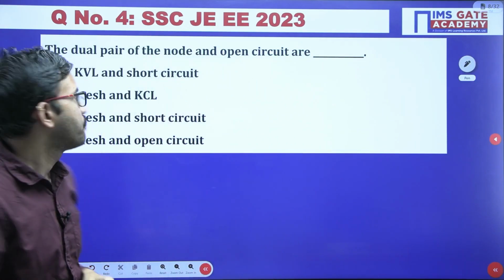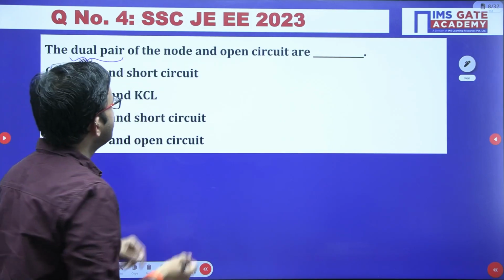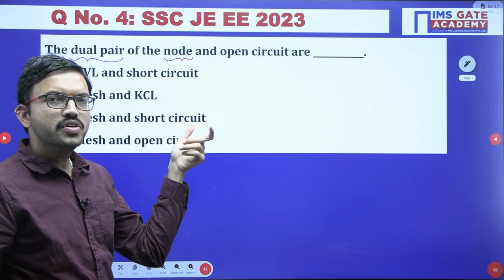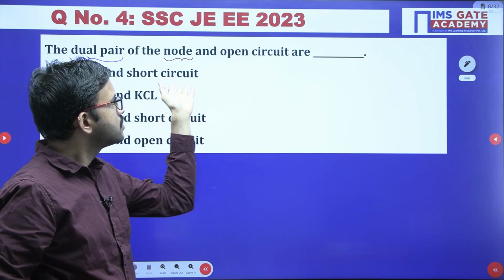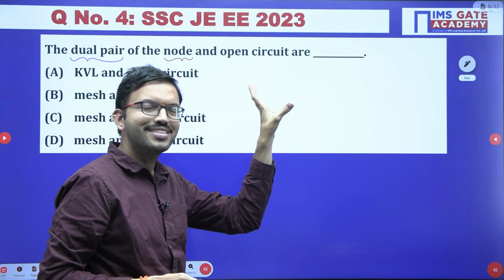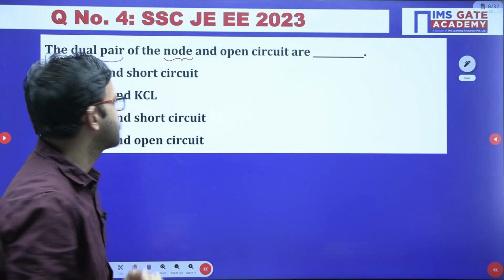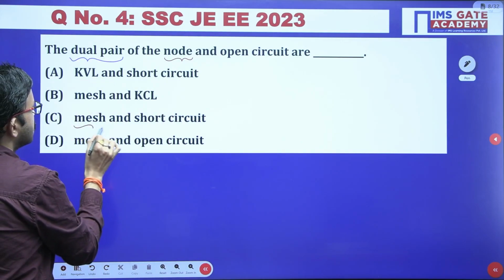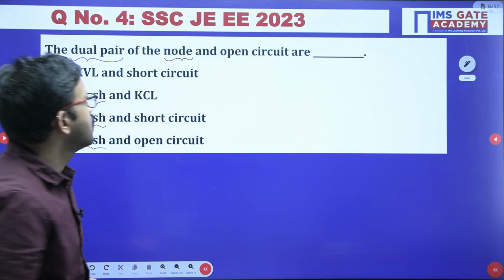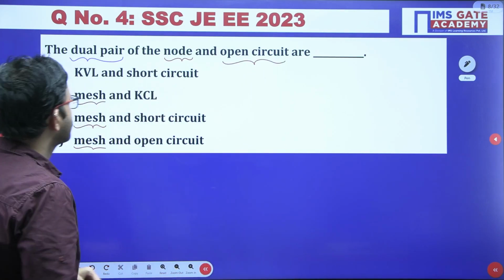Duality concept. Here they are asking for the dual pair with respect to node. Node means you are doing an analysis called nodal analysis. Similarly, the dual of that is mesh analysis. So the dual of node is mesh. Similarly, for open circuit, the dual is short circuit.